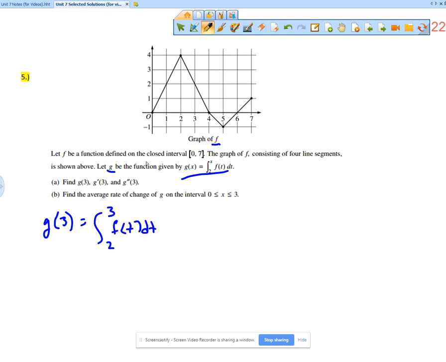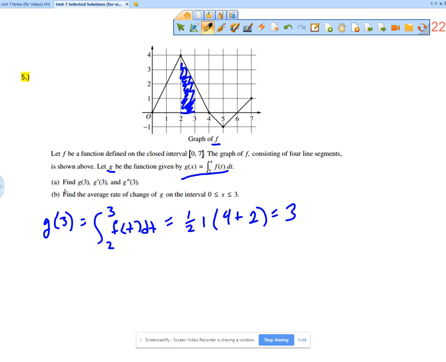So take a look at the graph. I am interested in the area under the curve from 2 to 3. So I'm interested in this area. You can think about it a couple different ways, but it's a trapezoid. So half of the width, which is 1, times base 1, which is 4, plus base 2, which is 2. So half of 6. So g of 3 is equal to 3.